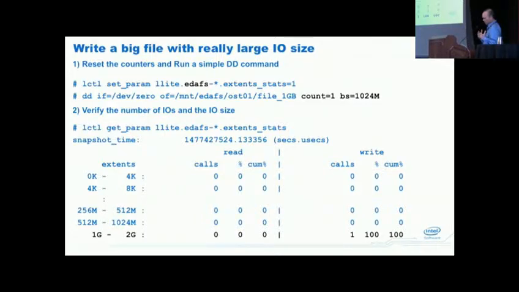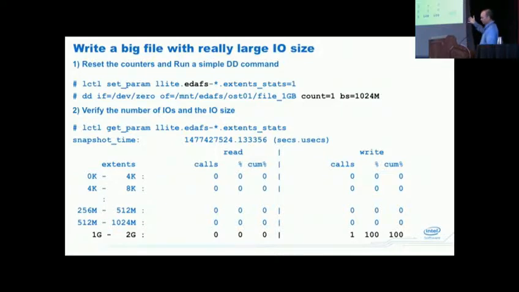Now, you probably want to iterate on this when getting the statistics, so you need to know how to clear out the statistics. One way to do that is using set_param. You can echo something into the extent stats file, or you can set it to 1, and that will reset all of your counters.